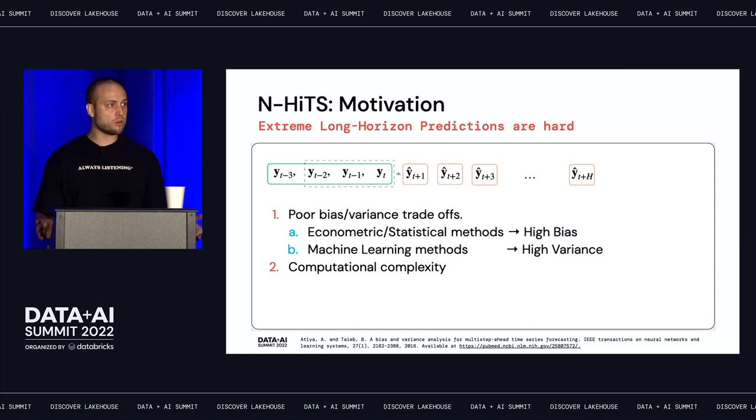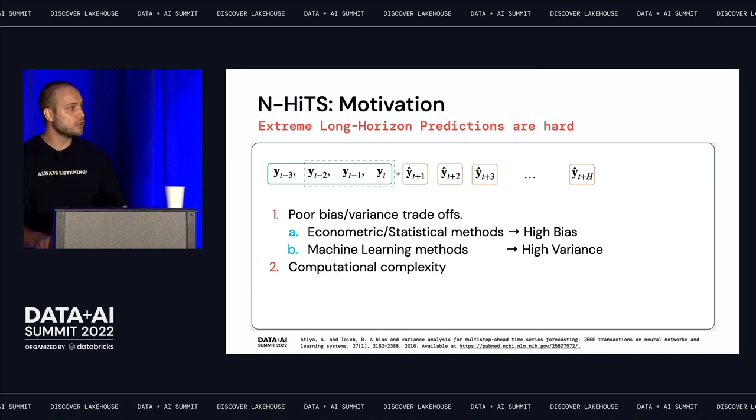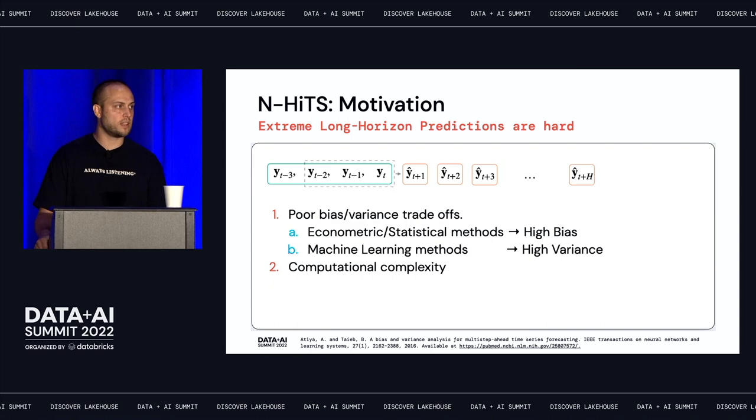So long horizon predictions are hard because you are constantly confronted with the famous bias-variance problem. Namely, you can use econometric models that tend to have very high bias, that means they are very prone to error, or try to use machine learning methods that have high variance. So they might explain the data better, but they're also very prone to overfitting and volatility. And they also come with high computational costs.